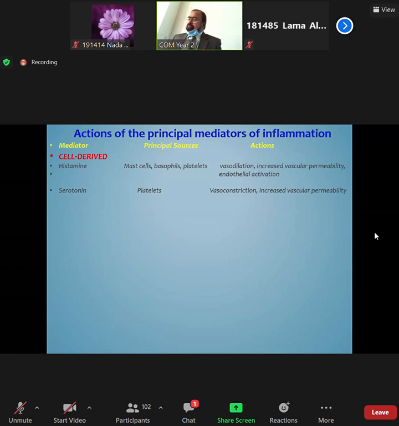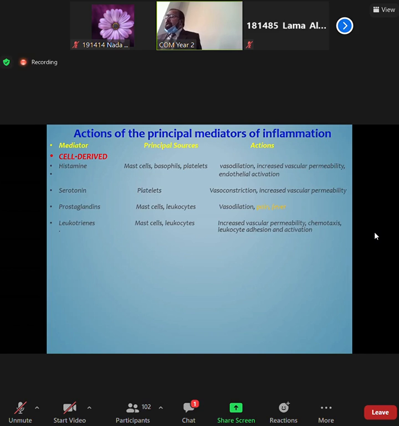So histamine is secreted from mast cells, basophils, and platelets. Its functions are vasodilatation and increased vascular permeability, and it also activates the endothelium. These are the functions you should know. Serotonin is present in platelets. Again, the function is vasoconstriction and increased permeability.